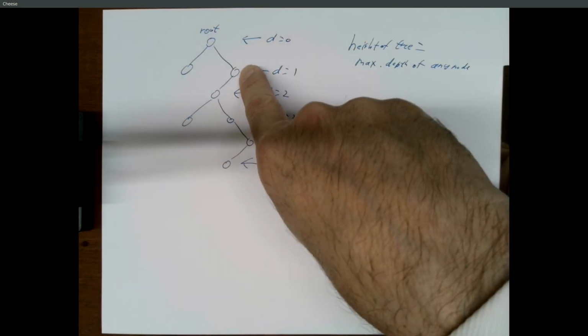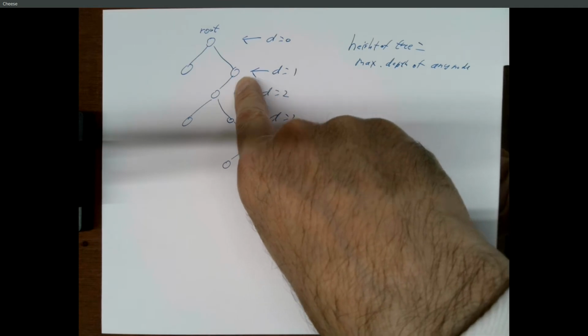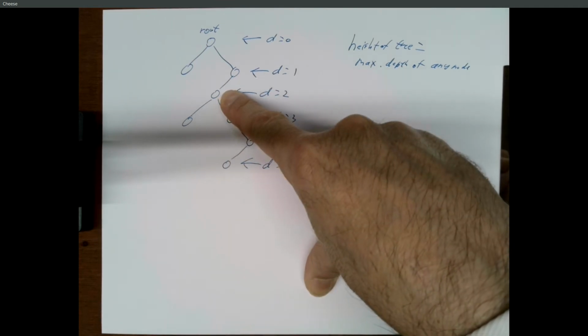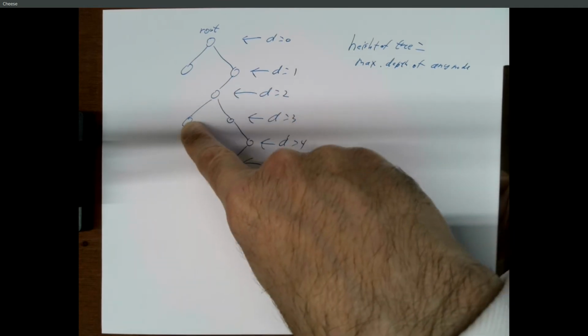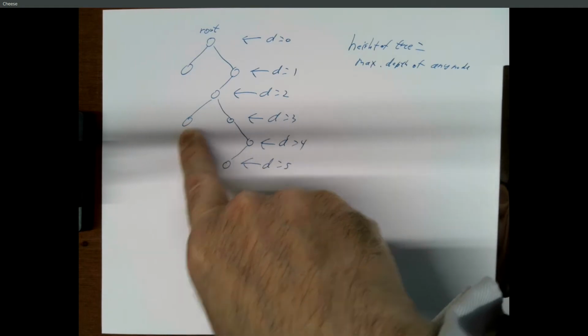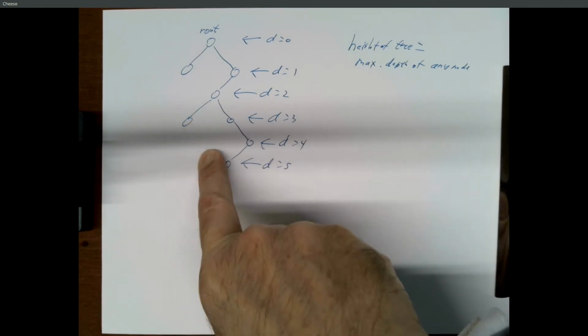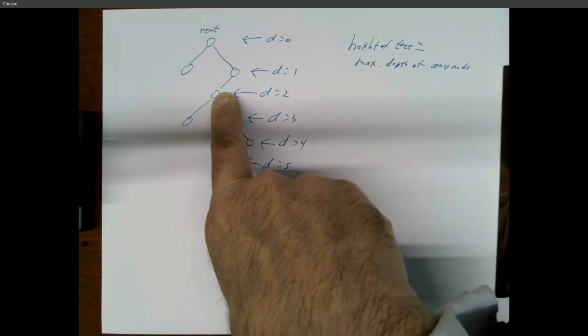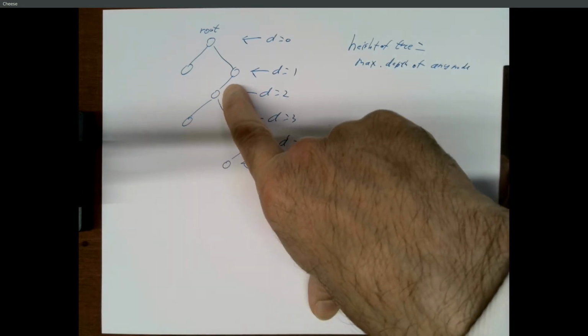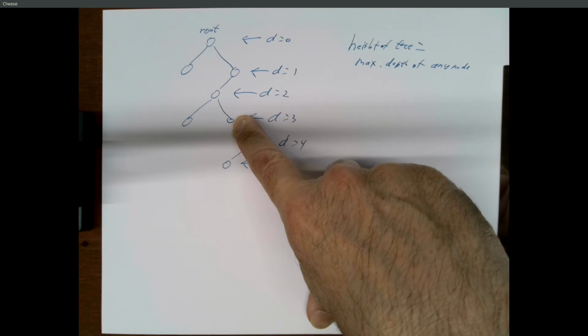This node has a depth of 1. Can we move to the left? Yes. This node has a depth of 2. Can we move to the left? Yes. This node has a depth of 3. Can we move to the left? No. Can we move to the right? No. Well, we got to somehow come back to where we were up here and say, okay, now let's move to the right. This node has a depth of 3.